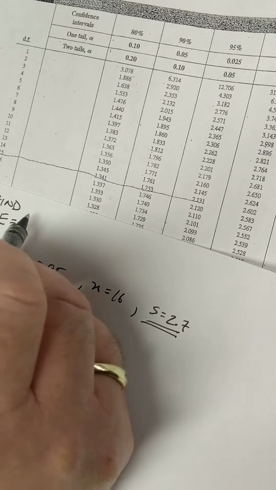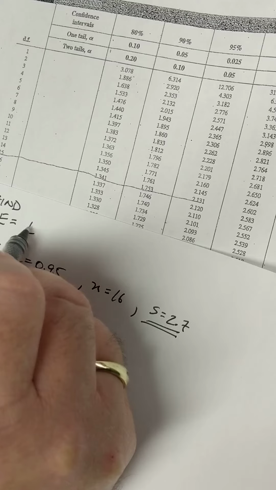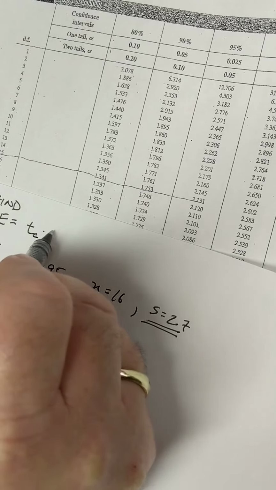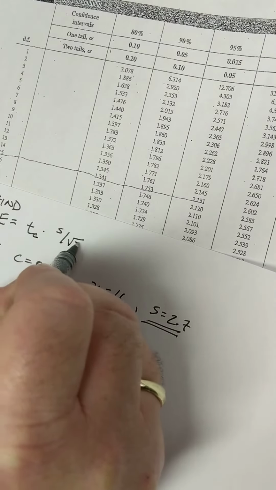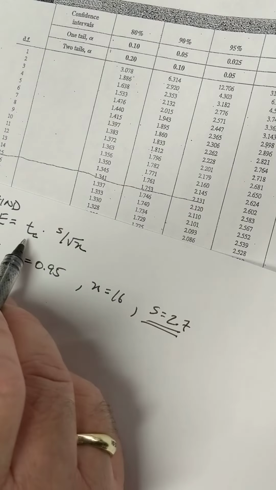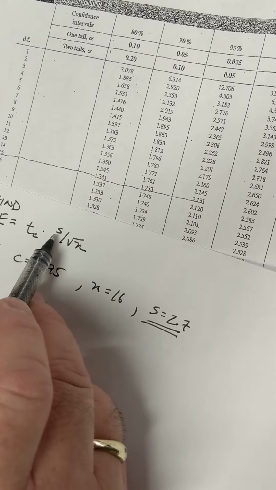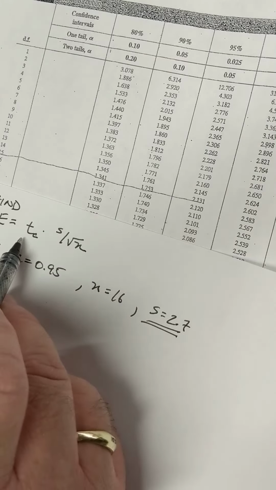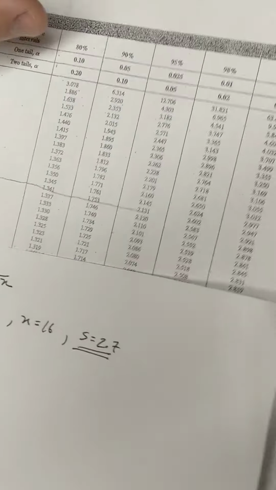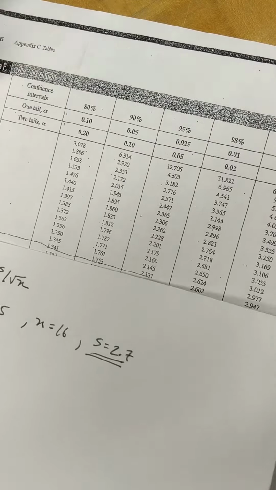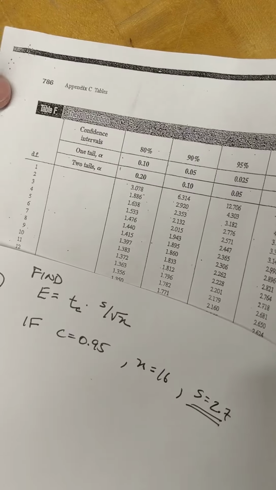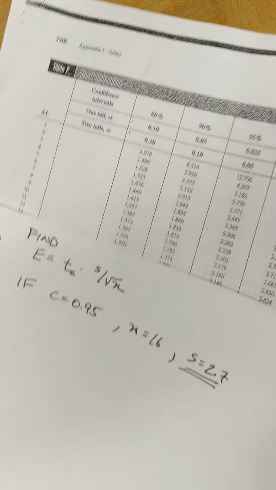The error formula is very similar, only it's t sub c times the standard deviation divided by the square root of the sample size. So the t replaces the z, the s replaces the sigma. We're going to look up the t in our table. You only need two things for that. You can see across the top you have the confidence intervals listed. Down the side you have something called DF, degrees of freedom.